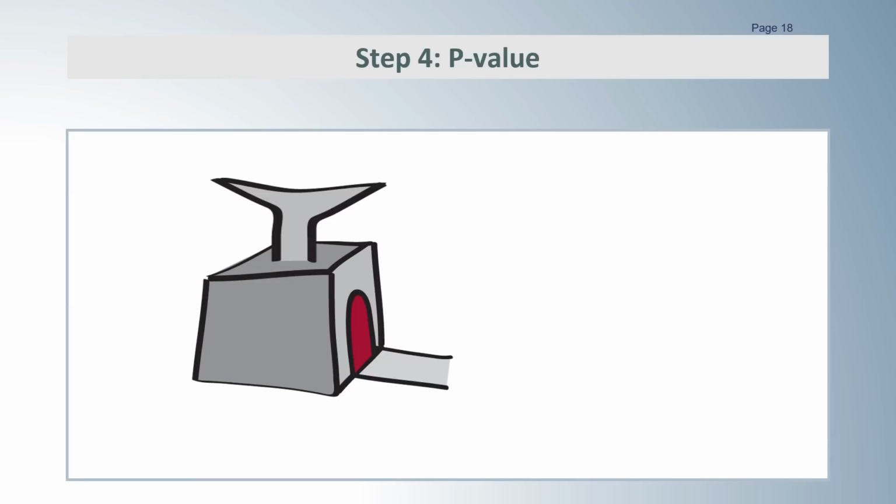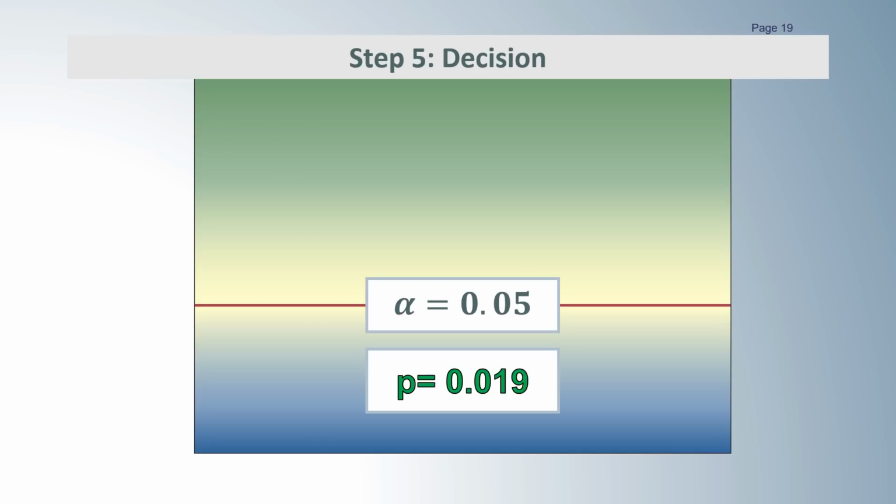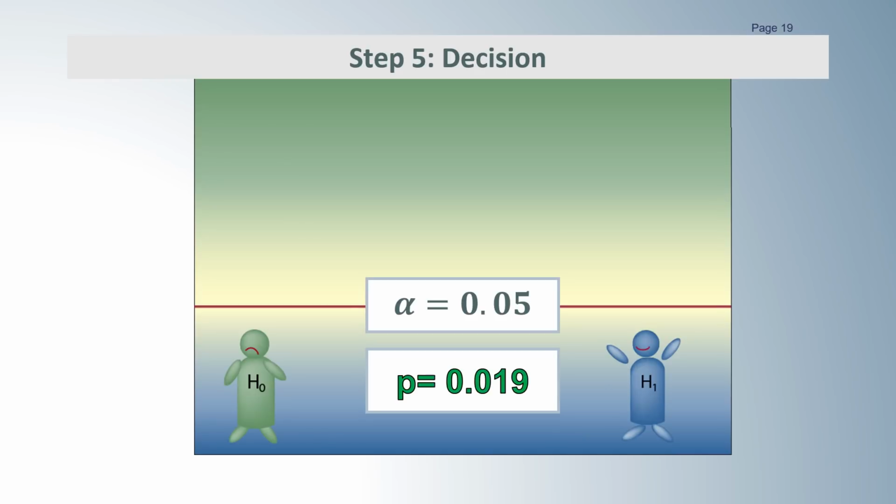Step 4. Calculate the p-value. Helen inputs the data from the 50 people and gets the computer to do a chi-squared test, and, hey presto, the p-value appears. In this case, it is 0.019. Step 5. Decision. The p-value is 0.019. This is less than the significance level of 0.05. We can reject the null hypothesis. Remember, p is low, null must go.